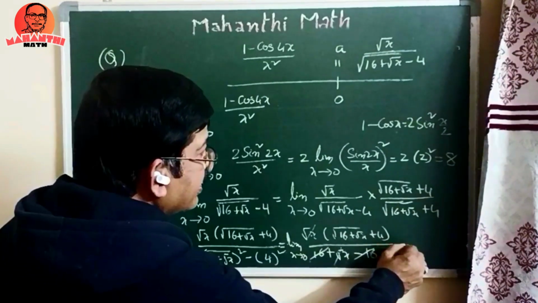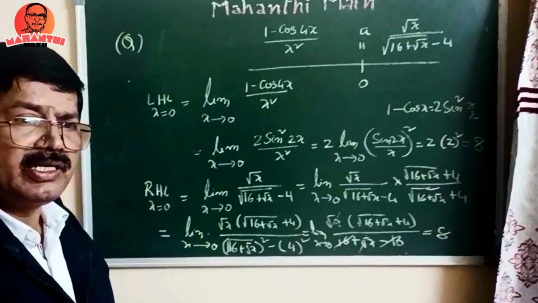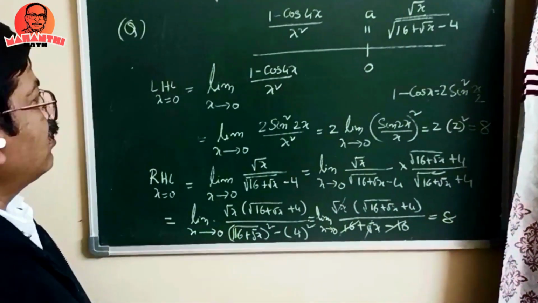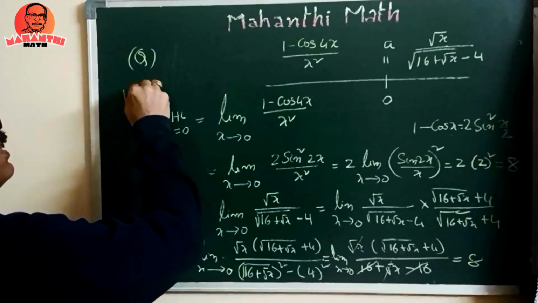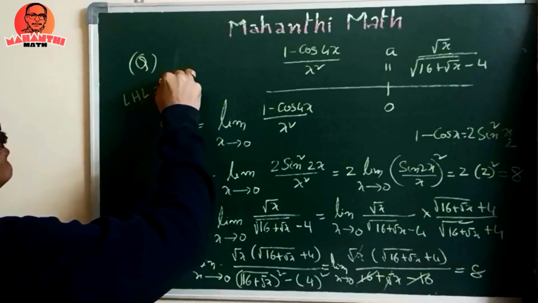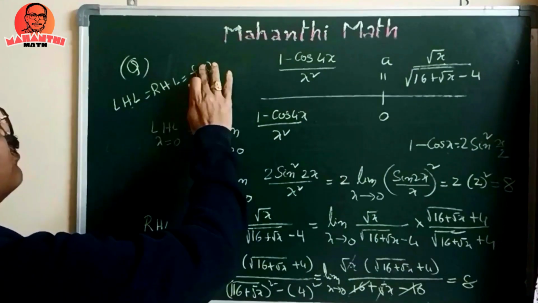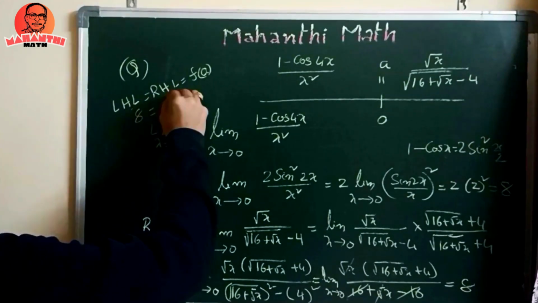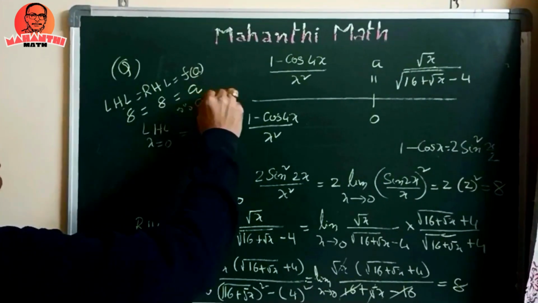4 plus 4, 8. What is your LHL? 8. What is RHL we got? 8. So, to make it continuous, LHL equal to RHL equal to f of A should be there. f of 0 should be there here. So, LHL is 8, RHL is 8, and this is A. Therefore, A equal to 8.